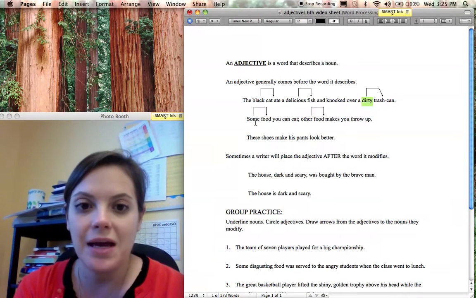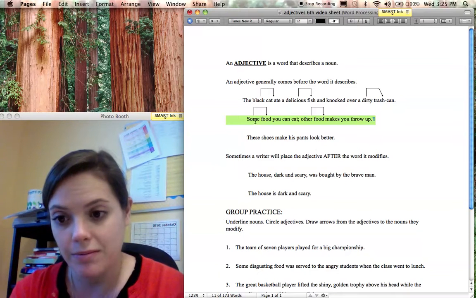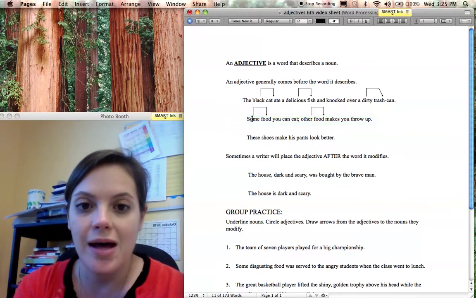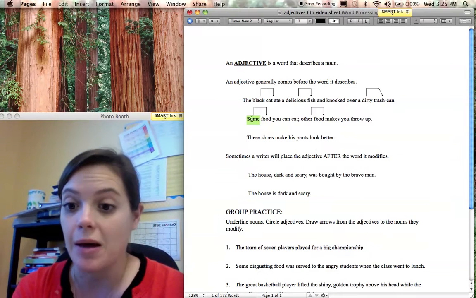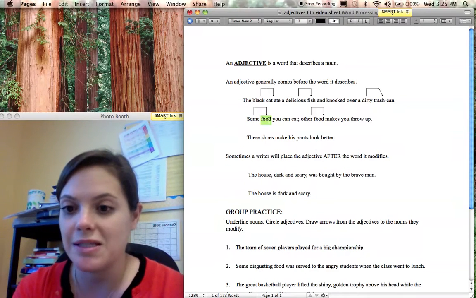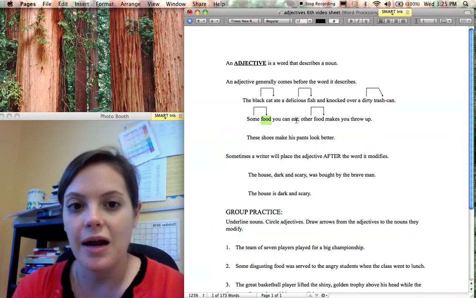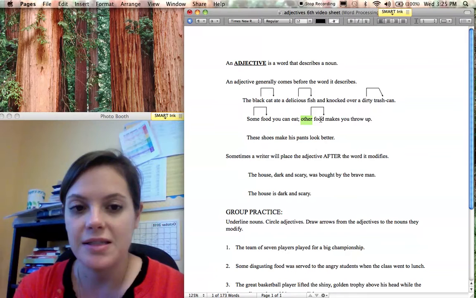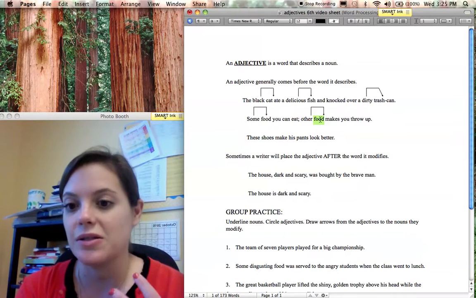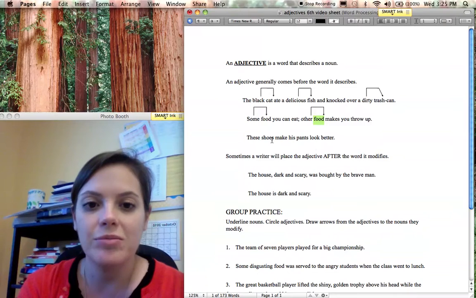Let's look at my next sentence. Some food you can eat, other food makes you throw up. Now, another adjective I have here, some. That's describing my noun, food, and some is telling me which food it is, or how much food it is, I guess. Other is another adjective describing food, and that tells us which food it is. It's the other food.